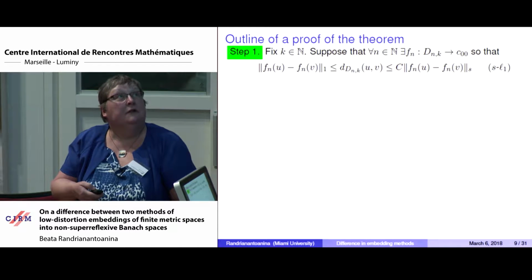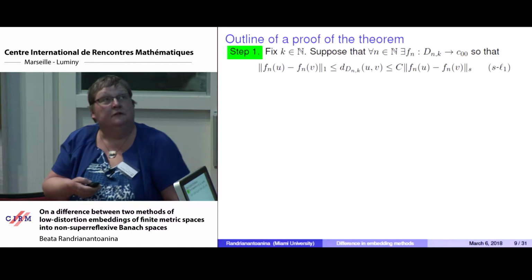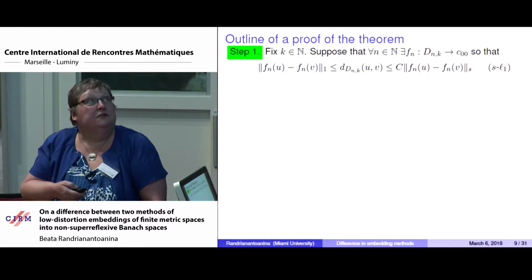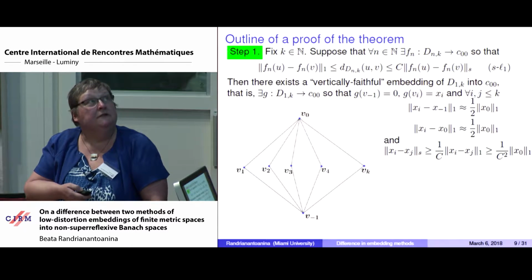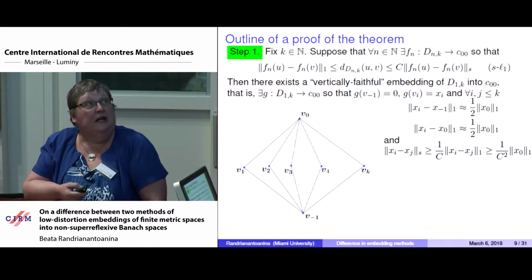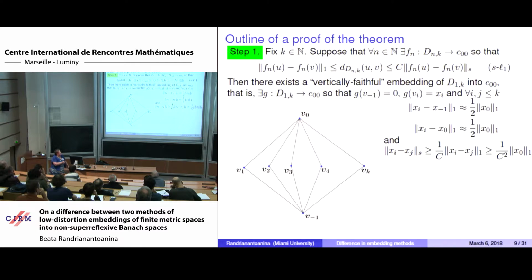So the proof follows 3 steps. First we imagine that we have an embedding, and the first step is by now a very classical step, which is that if I have an embedding for any number of levels n, with some bounded distortion which does not depend on n, then we will be able to find an embedding so that one copy is vertically faithful, which is the terminology introduced by Mendel and Naor.